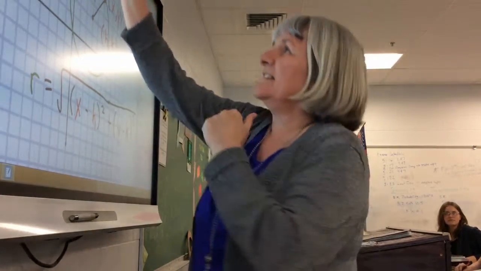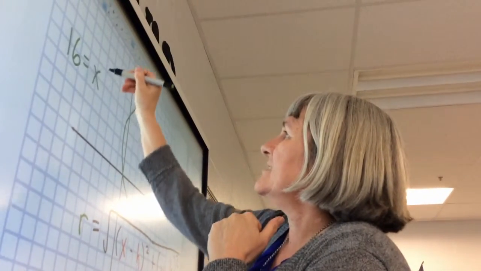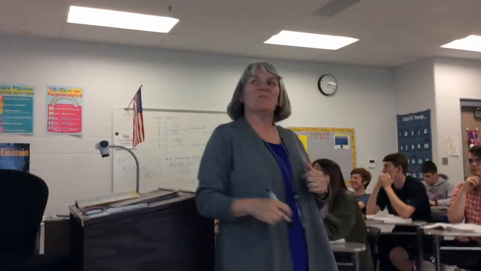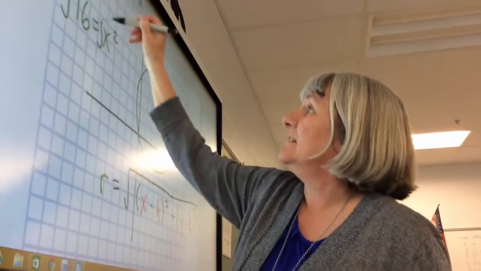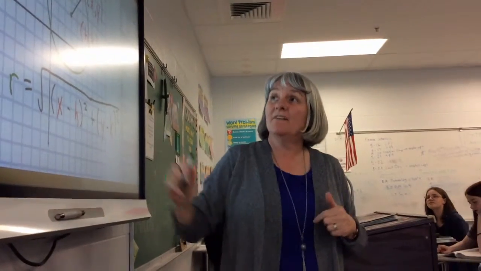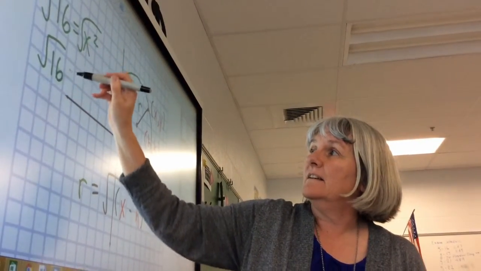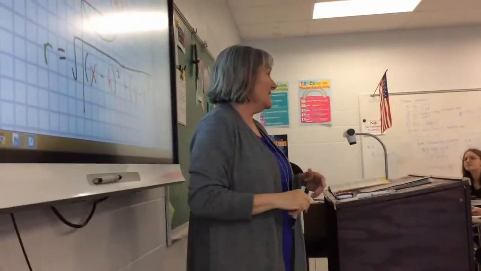So let's think about it like this. What if we had 16 is equal to x squared, like we did with the Pythagorean theorem? Well, we take the square root of both sides, right? But what we have is something a little bit different. What we have is the square root of 16 is equal to x. And I want to get back to where I was to start with.